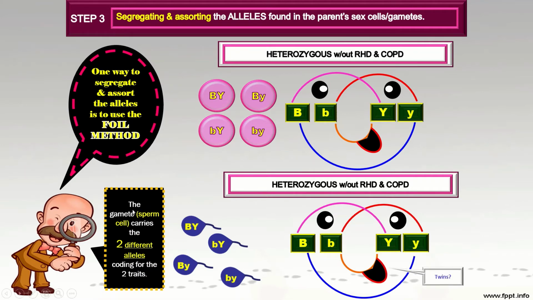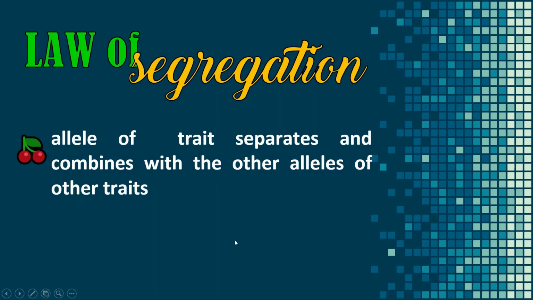So again, if you check the gamete, which means the sperm cell, it carries two different alleles, one that codes for RHD and the other one codes for COPD, two traits. In dihybrid, we form four possible combinations: four from the mother and four from the father. And this is supported by the law of segregation.